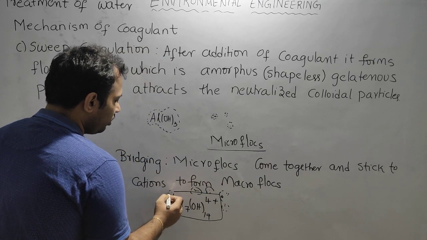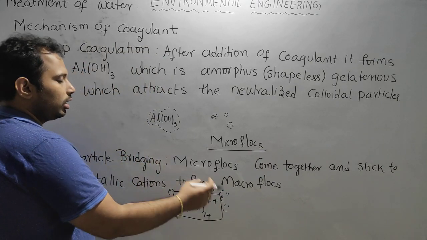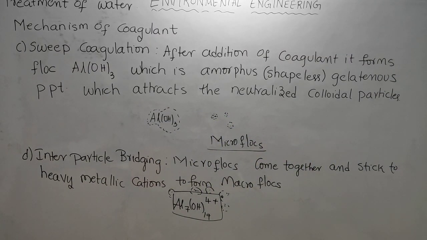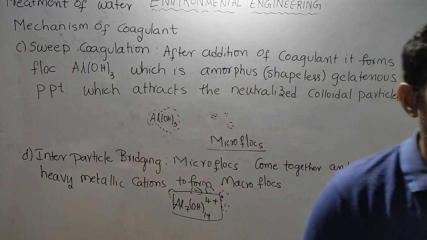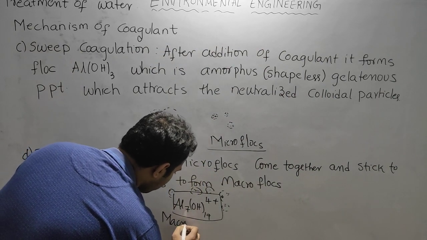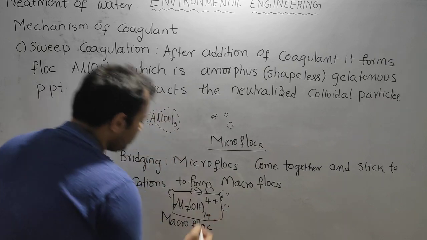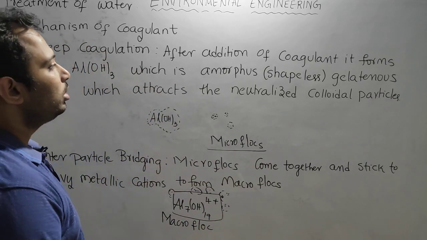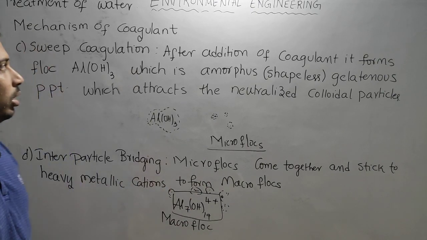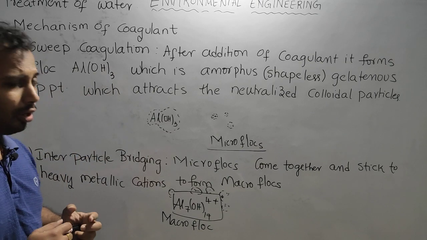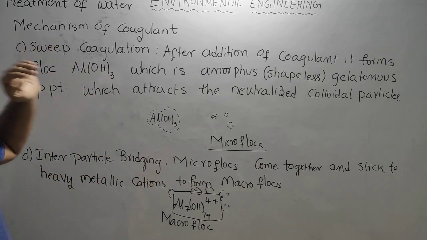So now what is happening? These microflocks come together and stick to this heavy molecule, Al7(OH)17 4+, and now it has become a macroflock. When the size is increased, it is very easy for us to settle these particles. So this is interparticle bridging. These are all the mechanisms when a coagulant is added to water.